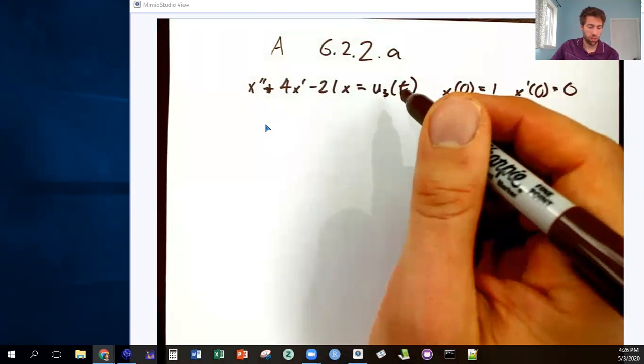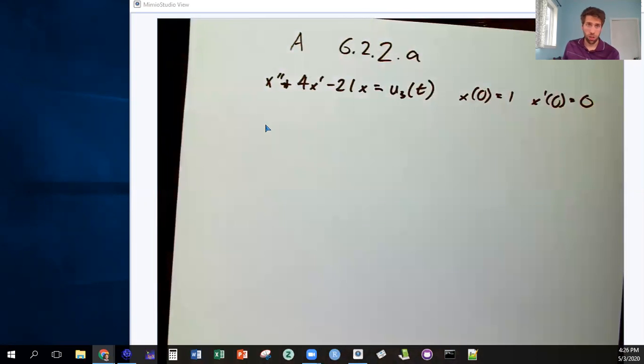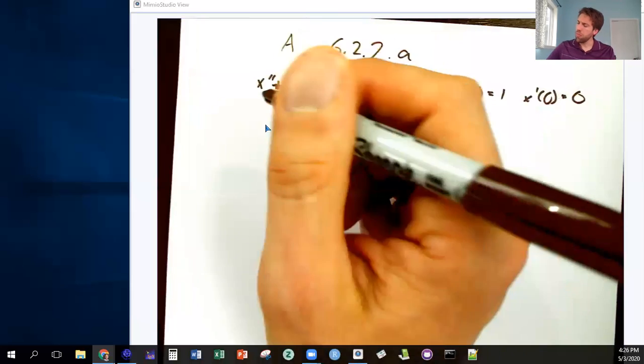u3 is a function that's 0 until you get to 3, and then it's 1. So for instance, it's like if someone flipped a switch, and so we've got no power, and then someone flips a switch at t equals 3, and we've got power. And then we can use the table from back in 6.1 to do this Laplace transform. So here we go.